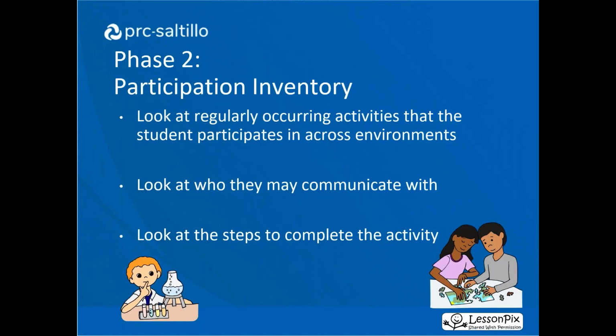It's a good idea to look at different environments if you can. But obviously, if whoever's doing this participation model, you're only in certain environments. We will then take inventory of the activity. We want to look at who they may communicate with during your activity. You also want to look at the steps that are needed to complete the activity. So we know it's not just one and done. Usually there's multiple steps related to an activity. And then find a setting where they're with peers. It would be really important.